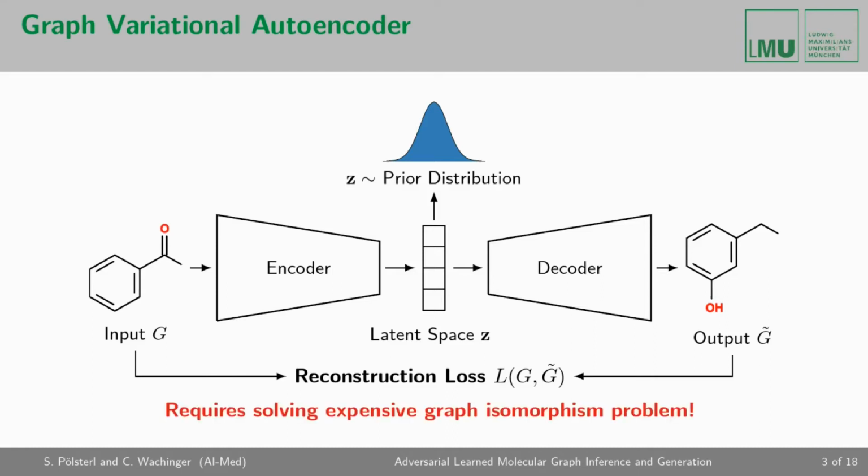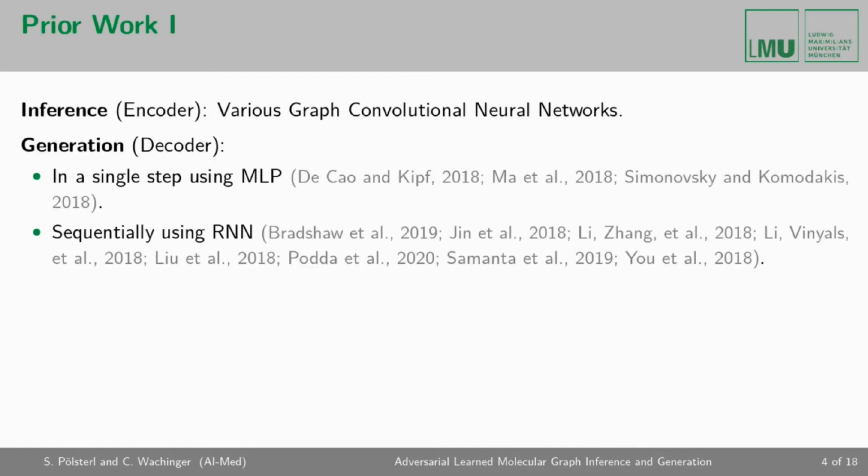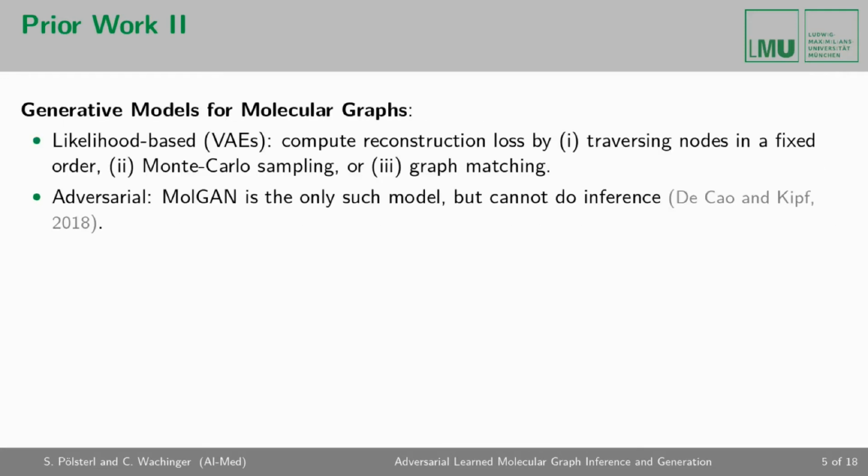Now, because input and outputs are graphs, this means we need to solve an expensive graph isomorphism problem in order to compute this reconstruction loss. If you look at prior work in this area, then the encoder is usually a type of graph convolutional neural network. For the decoder, there are two options. We can either use a set of fully connected layers to generate a graph in a single step, or we can use a recurrent neural network to generate a graph sequentially, one atom at a time.